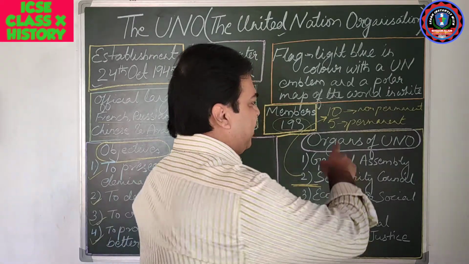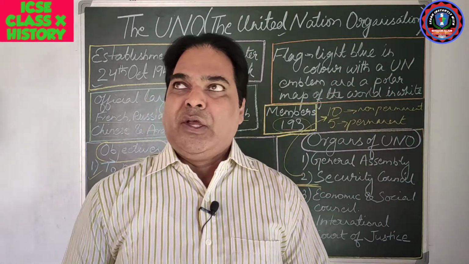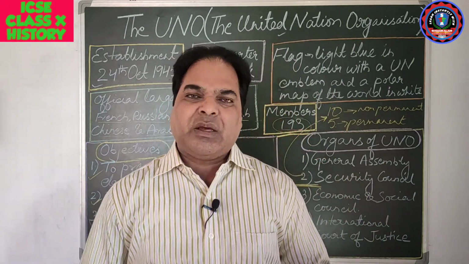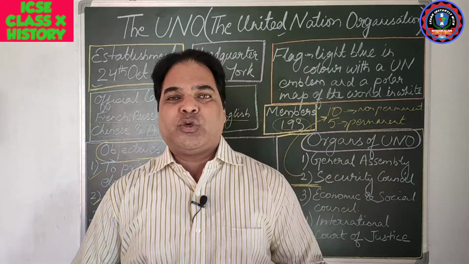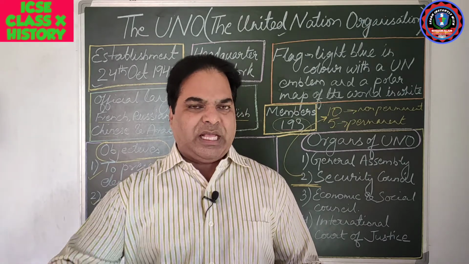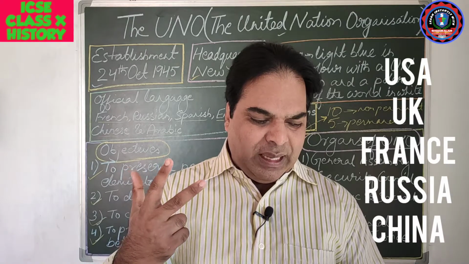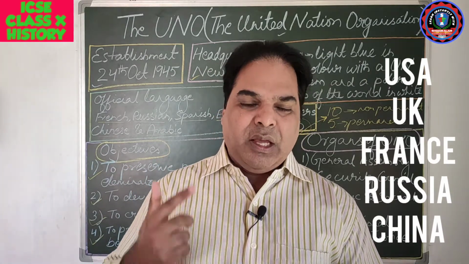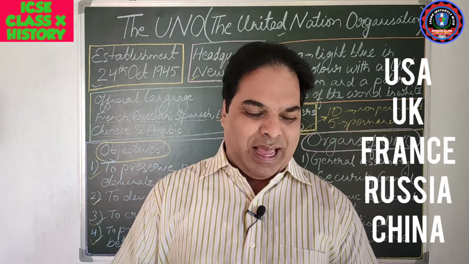And these 5 permanent members have been there from the beginning of the formation of the United Nations organization. Okay, so which are the permanent members, and why does India today want to be a permanent member of the Security Council? That is a big deal. I'll explain that. USA, UK, France, Russia and China. Once again, USA, UK, France, Russia and China.